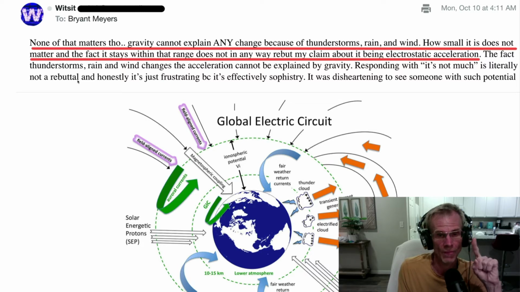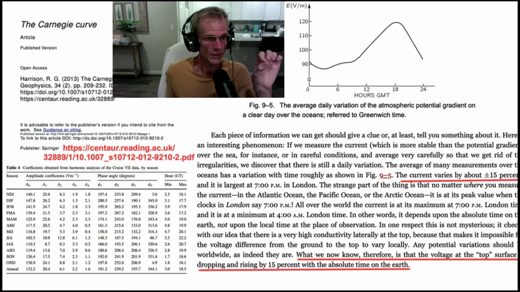So remember, I talked about yesterday that gravitational acceleration only varied by about 0.7%. A very, very small percentage. I underlined this in red here, because his claim that this does not rebut his claim about it being electrostatic acceleration, I'm going to demolish that in this video, because it certainly does rebut it. And we're going to see why. So the first thing I want to talk about is the well-known Carnegie curve.